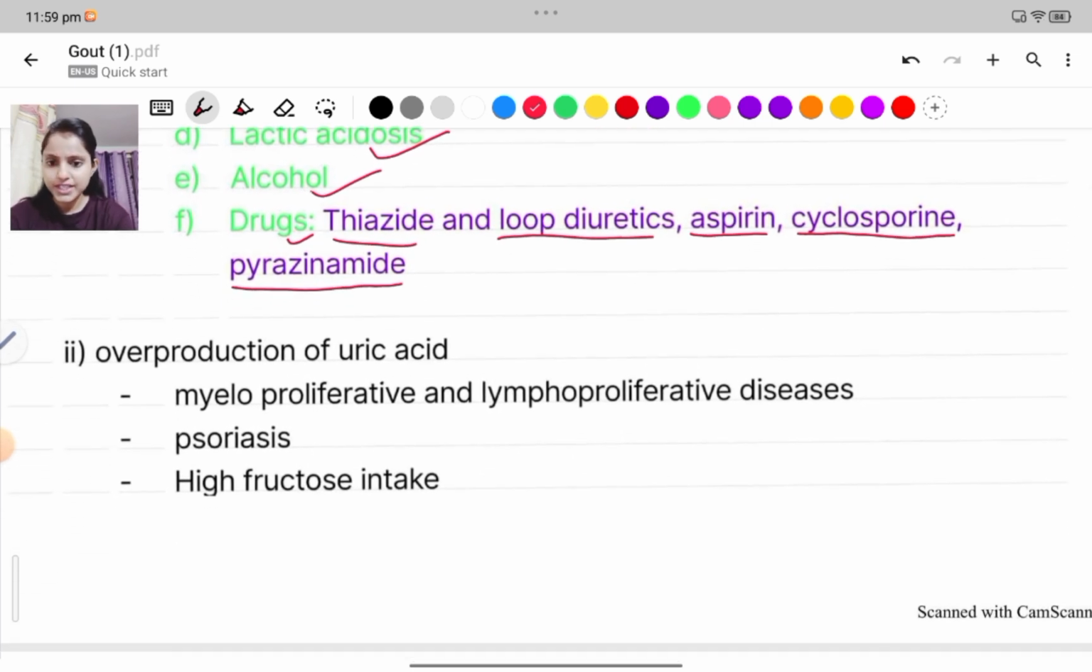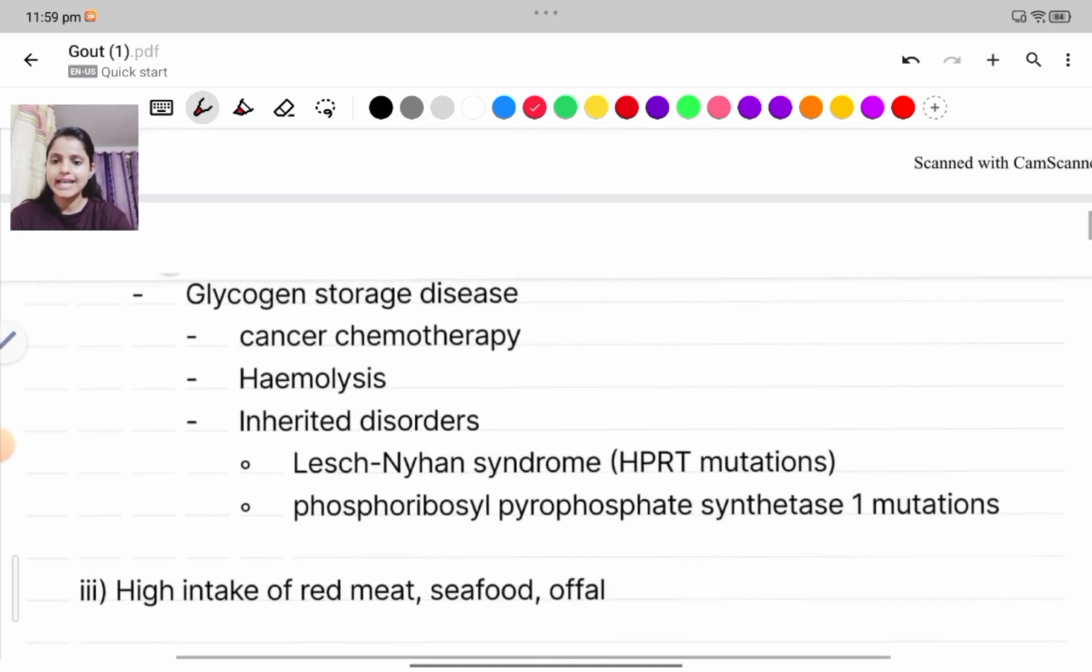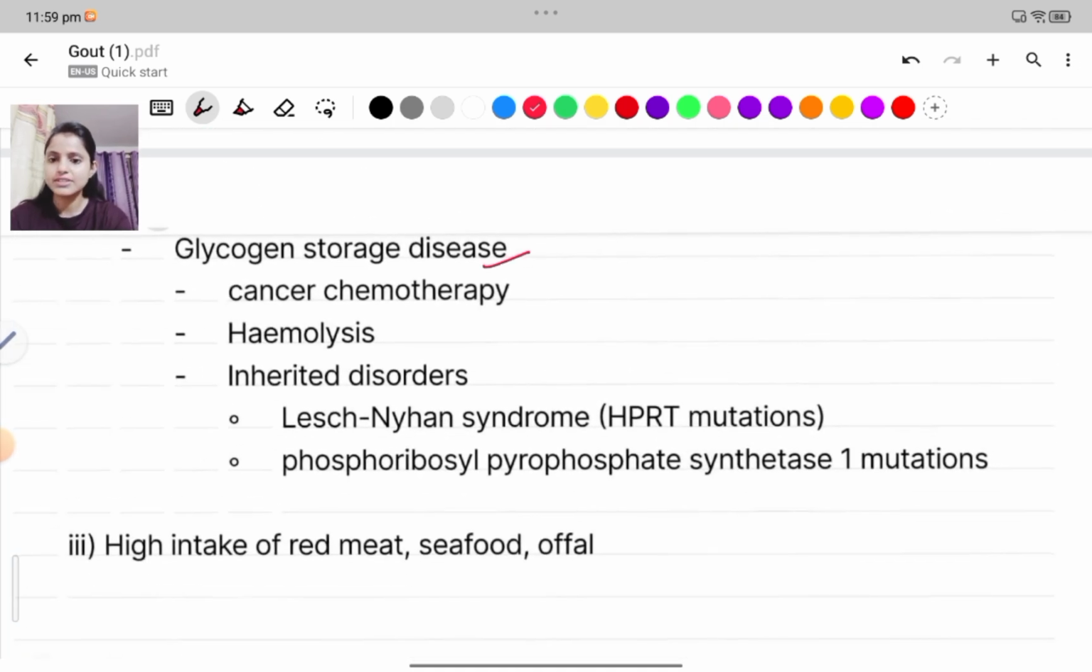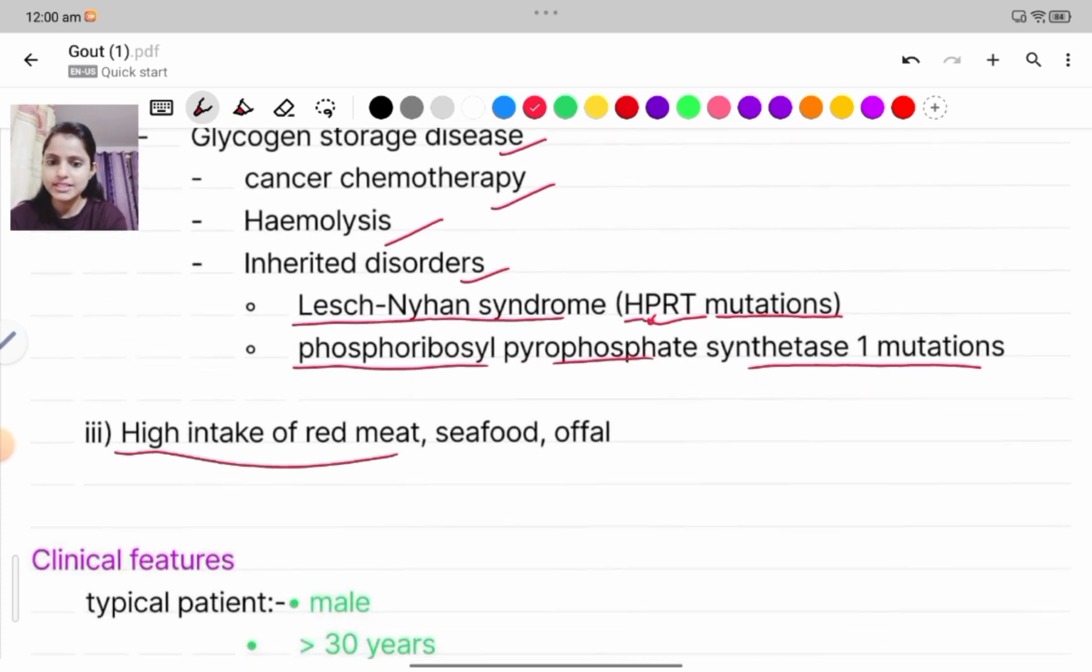The overproduction of uric acid is due to myeloproliferative and lymphoproliferative disease, psoriasis, high fructose intake, and glycogen storage disease, if the patient is on chemotherapy, or has hemolysis, or an inherited disorder like Lesch-Nyhan syndrome, in which there is hypoxanthine-guanine phosphoribosyltransferase mutation, phosphoribosyl pyrophosphate synthetase 1 mutation, and if there is high intake of red meat, seafood, and offal. So there are mainly three causes: overproduction of uric acid, reduced excretion of uric acid, and high intake of red meat, seafood, and offal.